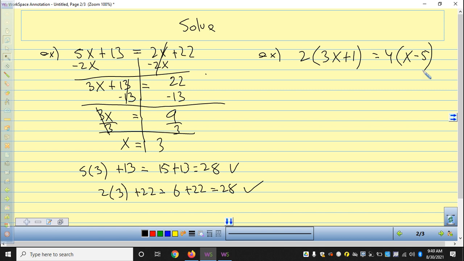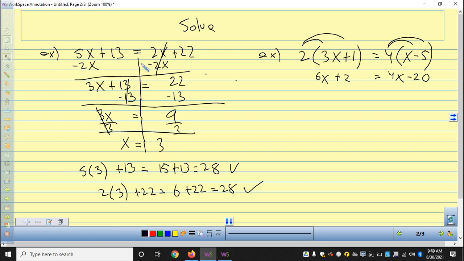Let's distribute first. We have these parentheses, so let's distribute first. I'm going to distribute in both sets of parentheses. So here I get 2 times 3 is 6x, 2 times 1 is 2. Here 4 times x is 4x, and 4 times negative 5 is negative 20. And now it looks just like what we did before, right? It looks just like this one, just with different numbers.